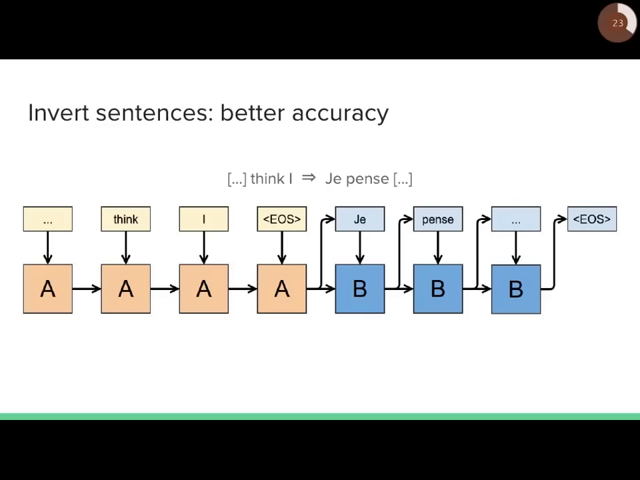So it has been discovered that inverting input sentences increases accuracy, or BLEU scores. So rather than translating "I think" to "je pense", we feed the neural network "think I", and it outputs "je pense". So we reverse the inputs. I think this brought an improvement in accuracy of about 1%, or maybe 1 unit of BLEU score. I don't remember exactly, but yeah.